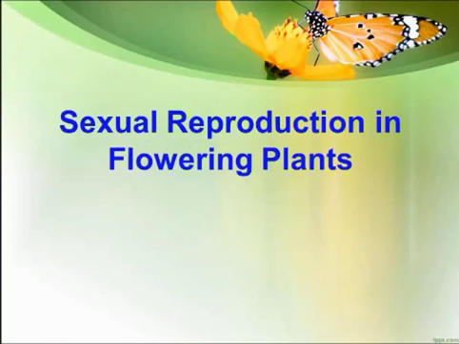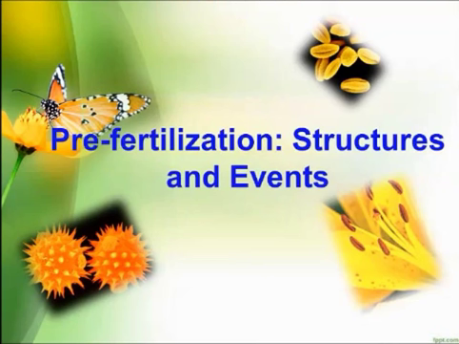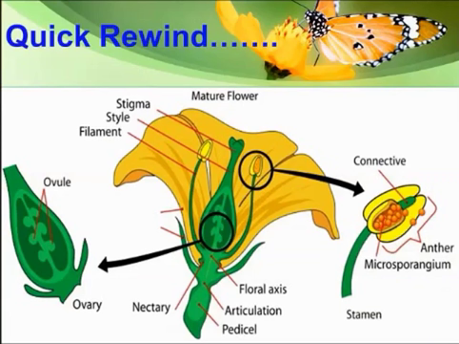In the second session of the lecture on sexual reproduction in flowering plants, today we shall discuss the pre-fertilization structures and events. In our previous lecture, we have thoroughly discussed the structure of a flower, its various parts, the male and the female reproductive parts, the accessory parts of a flower like calyx and corolla, and also the variations in the structures.